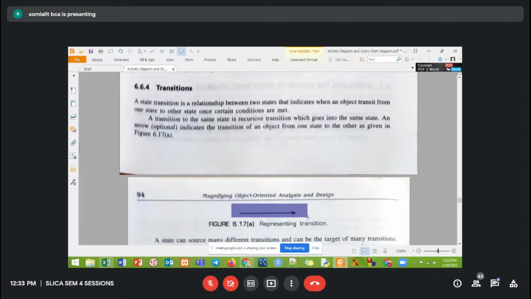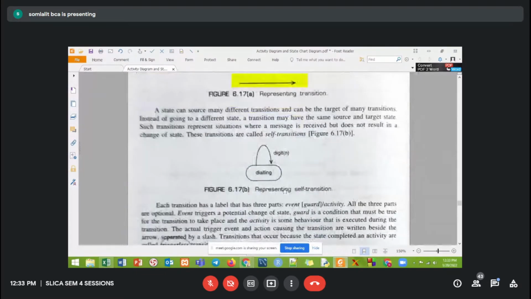This is called a transition. Okay. Now, this is known as self transition, dialing a number. Self transition. Okay, a loop-like concept. For example, a transition where a message is received but does not result in a change. Okay, so constantly you are inserting certain things, constantly you are following certain things, so you can specify the looping mechanism over here.